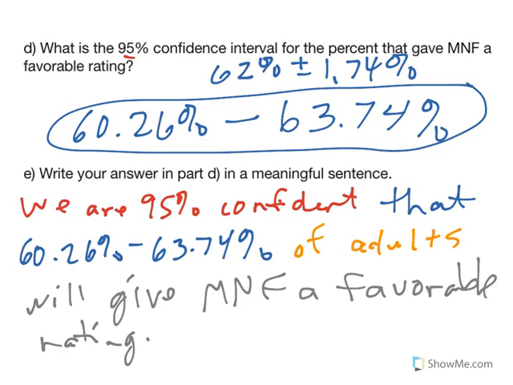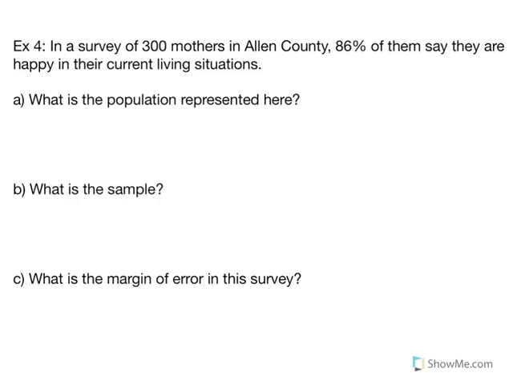Every one of them will start, we are 95% confident. Then you throw in your confidence interval. Then who are you talking about and what are they doing? So you kind of want to answer the questions of the who, what, where, when, how. Throw them all in your sentence. Okay, the next problem, I want you to try this one.